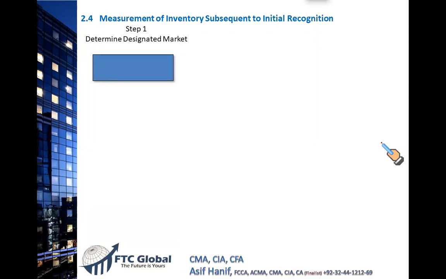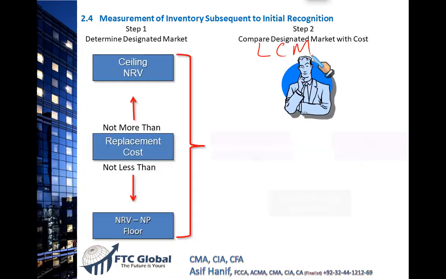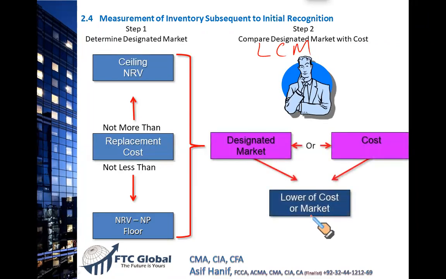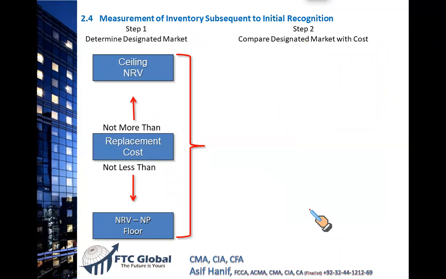Under US GAAP, LCM stands for lower of cost or market, which is given right here. Lower of cost or market, L, C, and M. That's why it's called the LCM rule. How it works: there are some numbers we need to first calculate. The LCM rule says, first of all, you will have to determine your NRV, which we have just learned to calculate. NRV is the final selling price minus cost to complete and cost to sell.